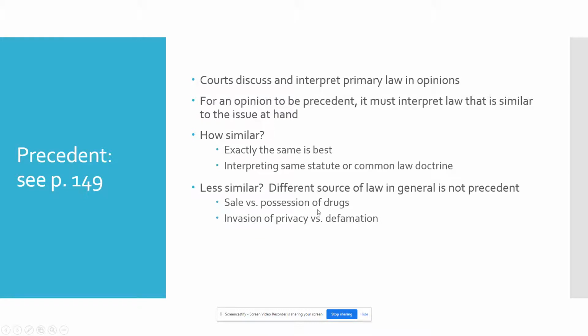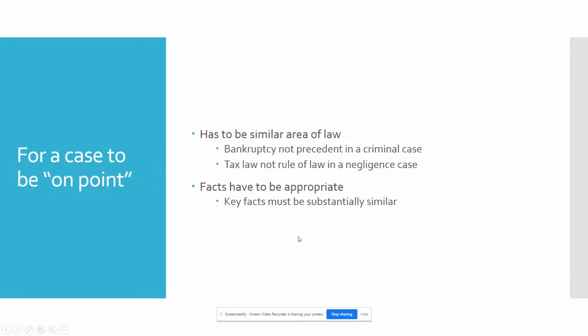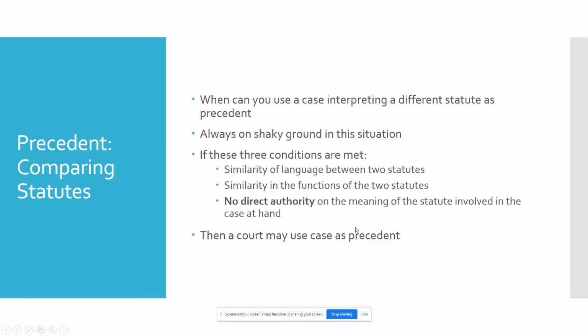So if it's a question about a sale of drugs versus possession of drugs, those are two different crimes, so they probably don't apply. Invasion of privacy versus defamation, they're two different torts, so maybe they don't apply. For a case that you're researching and want to cite in your memo or your brief, it should be in a similar area of law. And then the facts have to be appropriate. The key facts, remember those? If the facts were different, the law would be different. They should be substantially similar.